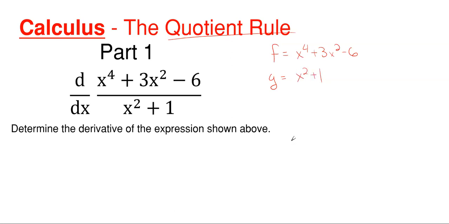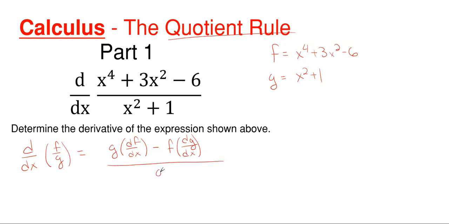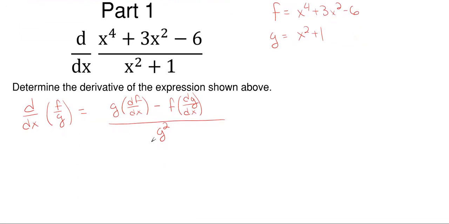So to fully apply the quotient rule, when we are taking the derivative with respect to x of f over g, this is what we end up with: g times df dx, the derivative of f with respect to x, minus f times the derivative of g with respect to x, and then all of that divided by g squared. So we already have f and we have g, so let's plug in here and utilize the quotient rule to find this derivative.